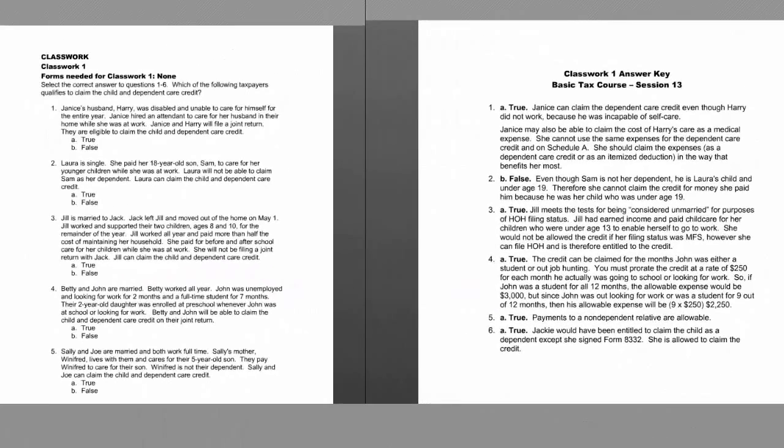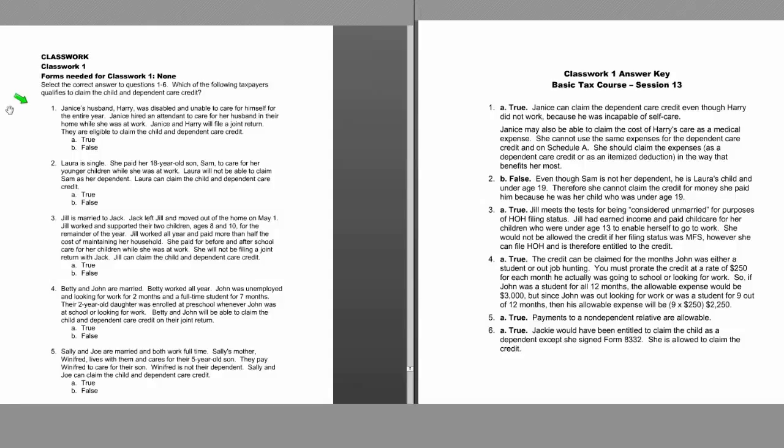So let's take a look here now at the Session 13 classwork assignment, and there's actually three classwork assignments, and the answer keys that go with them. And the first one we have up is classwork assignment number one. It's a series of just true and false questions, but normally this would be encompassed into a quiz, and in this case it's a classwork assignment. And in this one we're really just taking a look at some of the rules surrounding the Child and Dependent Care Credit. And you're supposed to answer true or false to each question.